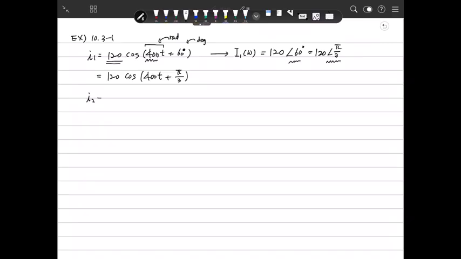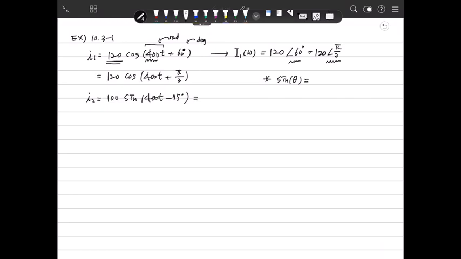Then I2 is, for example, 100 sine(400t minus 75 degrees). Here we have a rule: the sinusoid must be expressed in cosine form, not sine. So we need to change the sine to cosine. We have our rule.